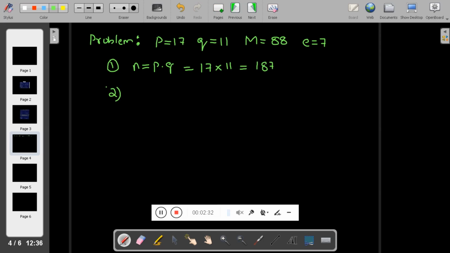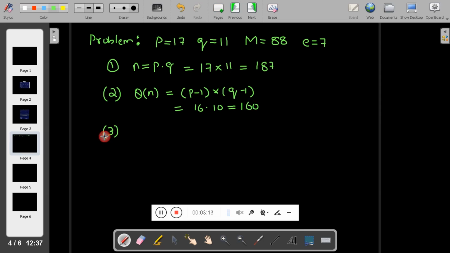Second step, you need to calculate the Euler quotient, phi of n, which is (P minus 1) into (Q minus 1). Here the value of P minus 1 is 16 and Q minus 1 is 10, so you will get 160. Now the value of E is given. In order to derive the private and public key, you need to derive D.